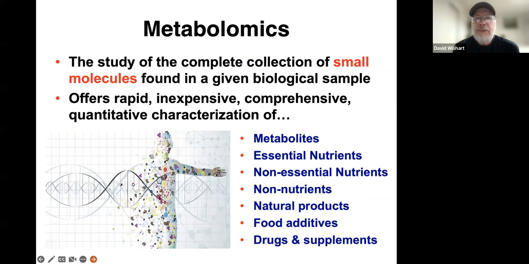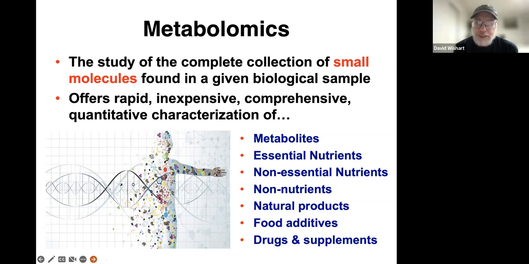So in general terms, metabolomics is defined as the study or characterization of a complete collection of small molecules found in a given biological sample. That sample could be a cell or tissue or biofluid or an entire organism. And when we talk about small molecules, we're talking about things that generally have a molecular weight of less than about 1,500 Daltons. So these are not proteins. These are things like amino acids and nucleic acids and organic acids and biogenic amines.